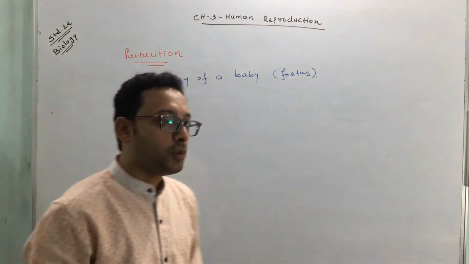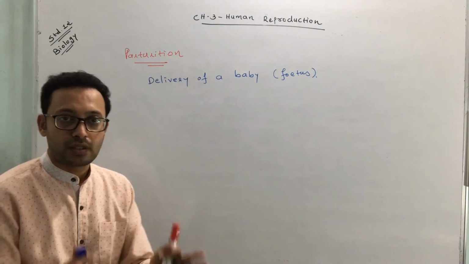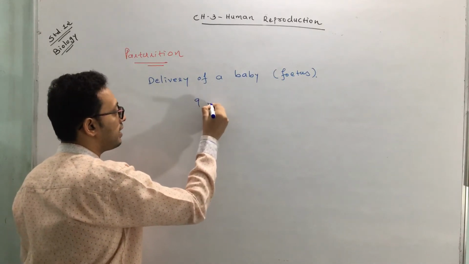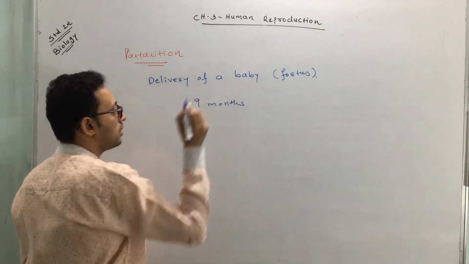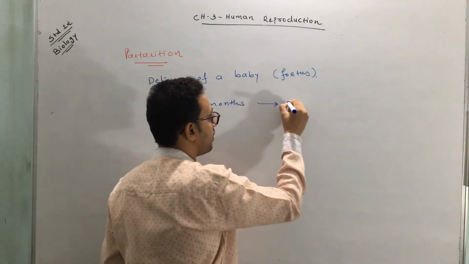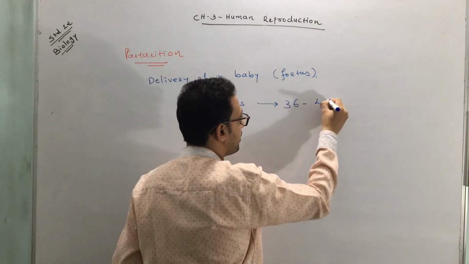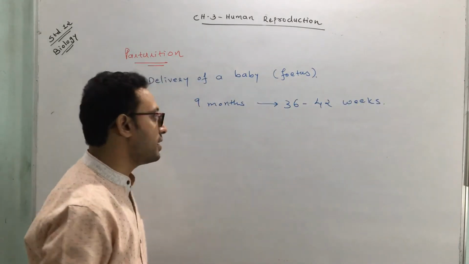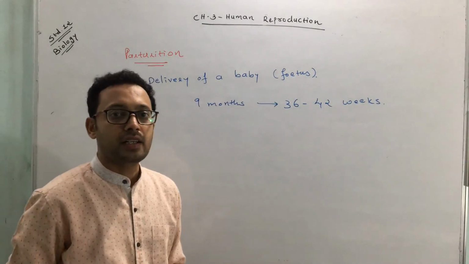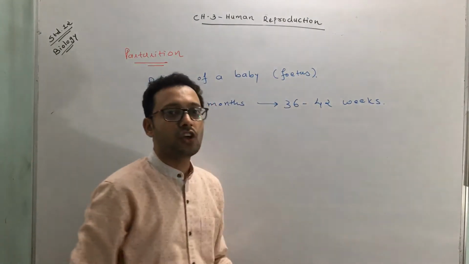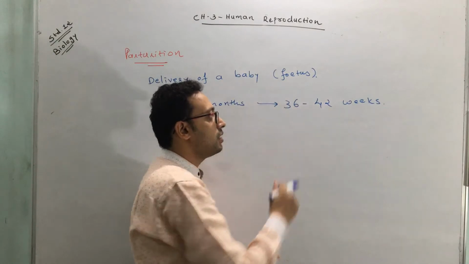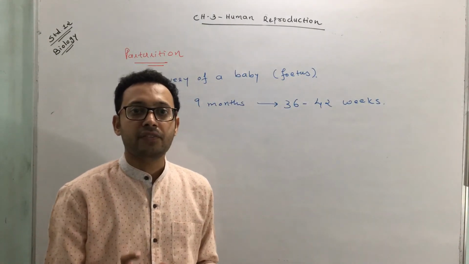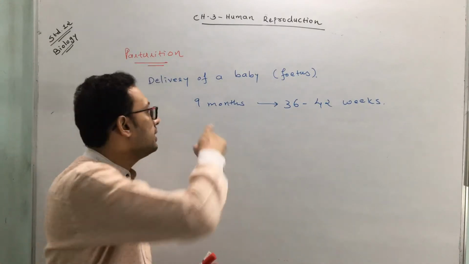When development is over, that is, the gestation period is over, meaning the pregnancy period is over. You know what the pregnancy period is? That is 9 months. Usually it is in the range of, this is the normal gestation period, 36 to 42 weeks. We call it 9 months, but in medical language we talk in terms of weeks or days. So how many weeks? 36 to 42 weeks, because they monitor the development of the embryo week-wise, not month-wise.